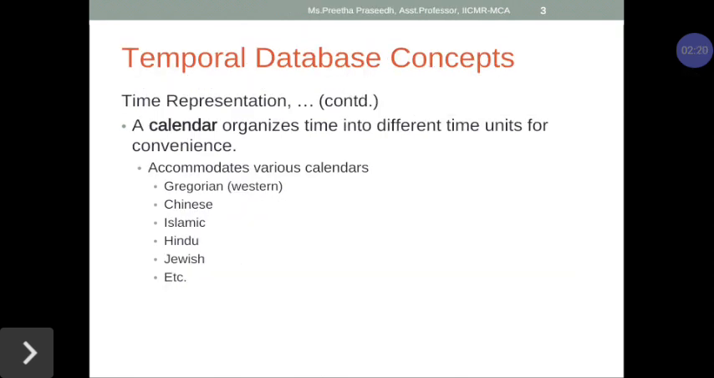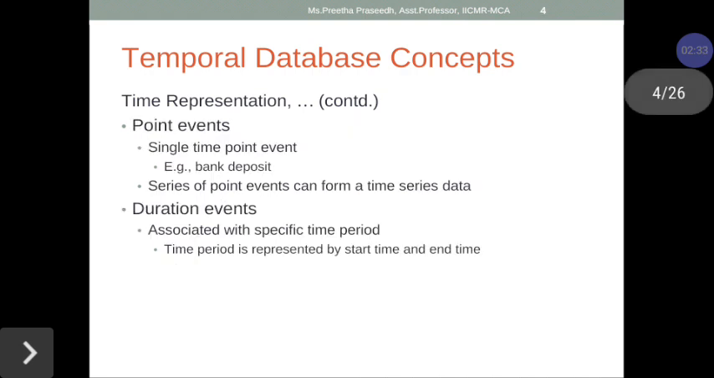So time representation: the calendar organizes time into different time units for convenience, and accommodates various calendars like Chinese calendar, Islamic, Hindu, Jewish, etc. Time representation has point events and duration events. Point event is a single time point event, for example a bank deposit, that is, it will be storing at what time the amount is deposited and what time the account started and all. Duration event is associated with a specific time period. Time period is represented by start time and end time.